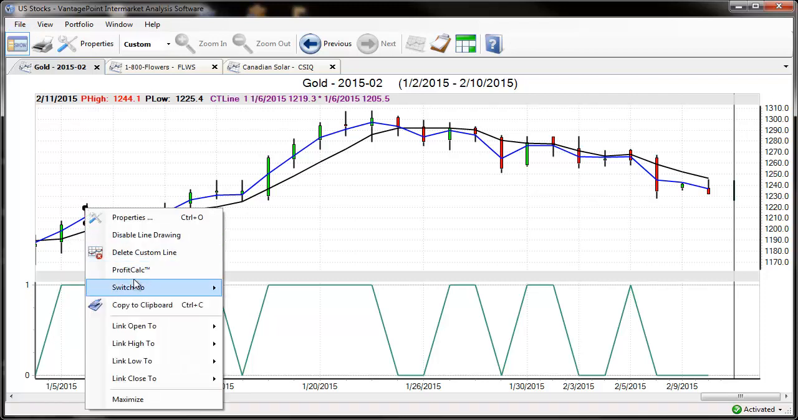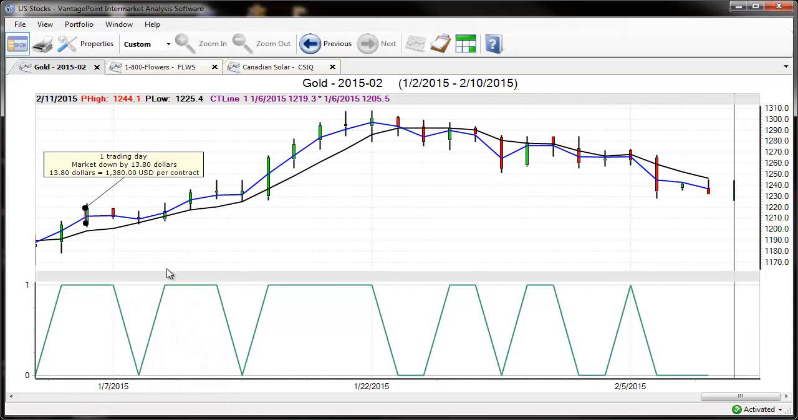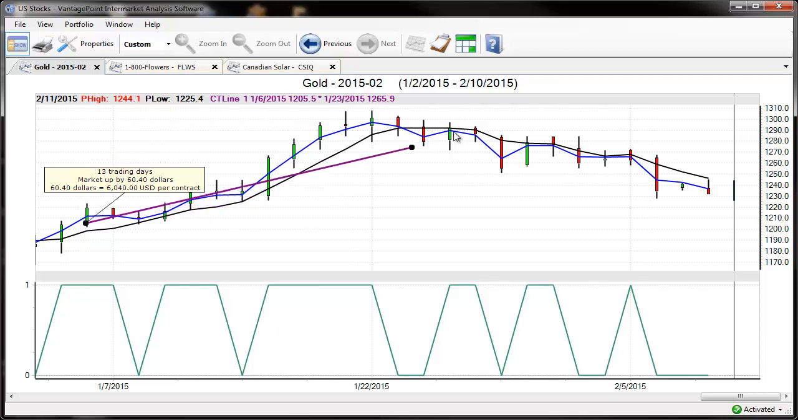If you got this at the open and held it to the close, you're already up $1,300 per contract in gold in your first trading day. Then from there, the trend just keeps on running. You see the blue line cross below the black line.